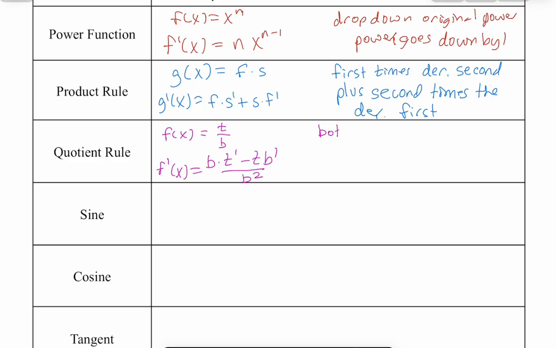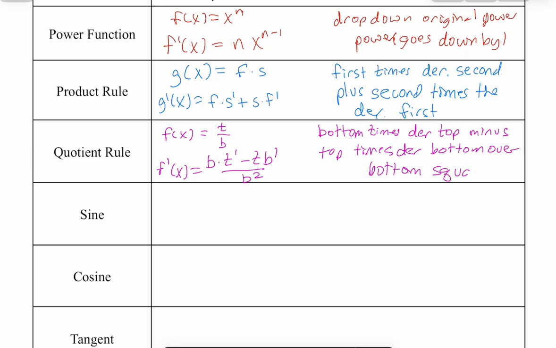The bottom times the derivative of the top minus the top times the derivative of the bottom over the bottom squared. So if you have to say that to yourself 25 times, you want to always follow bottom times the derivative of the top minus the top times the derivative of the bottom over the bottom squared.